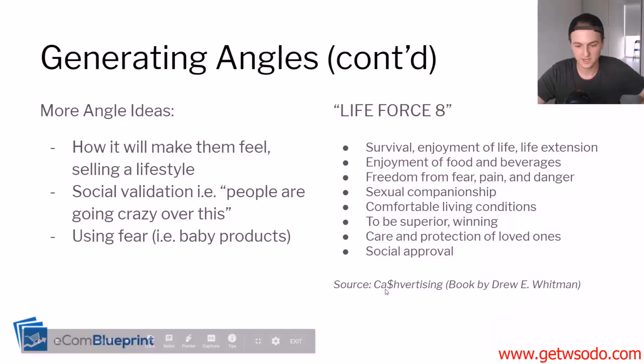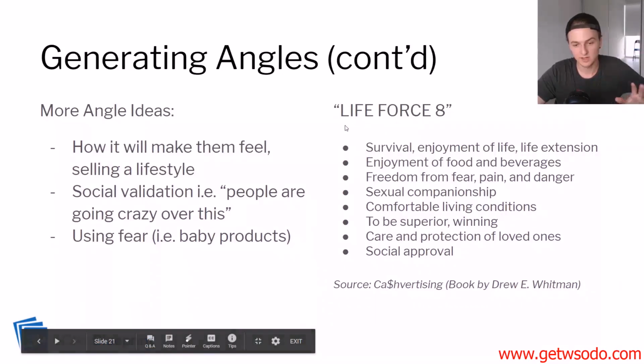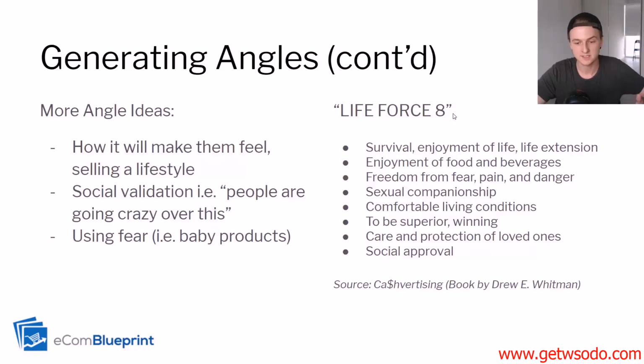Here's another thing that you can use to come up with angles. This is from the book Cashvertising, and this is called the Life Force 8. So these are 8 things that are pretty much hardwired into every human. This is just hardwired into our biology and in the way that we work. And so the Life Force 8 can give you ideas of different angles that you could use for your product, because these 8 things appeal to everyone.